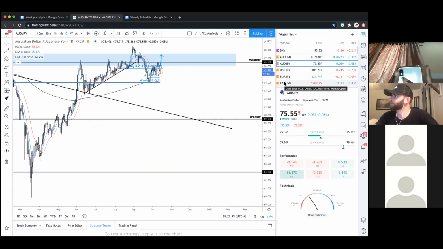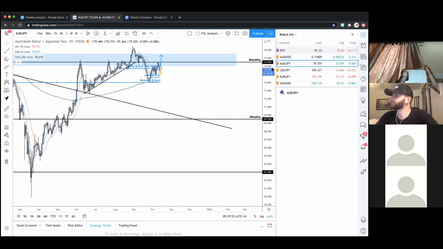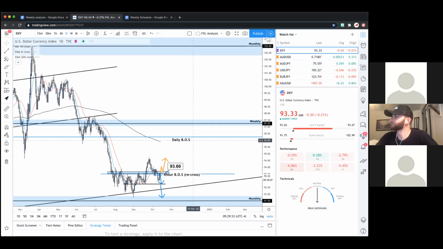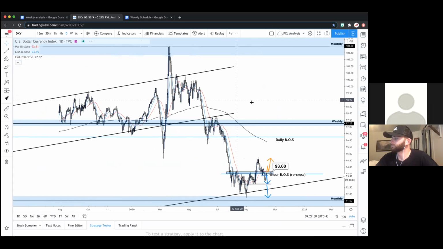So when you start to see that move, you just see the rest of the market kind of move with it. So that's why we analyze DXY. Now let's get into it more in the chart here and see what's been happening.